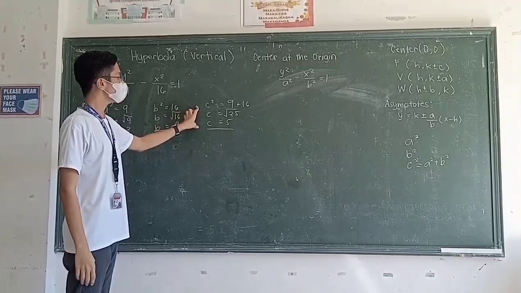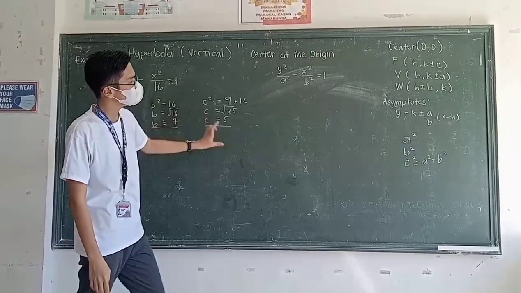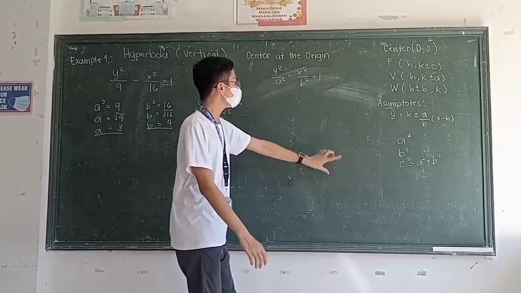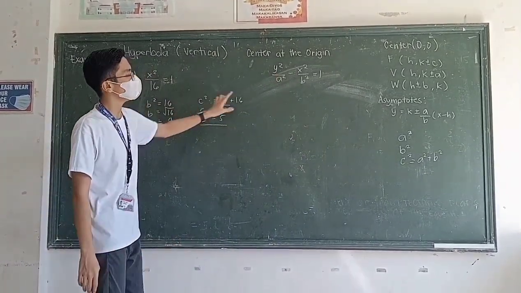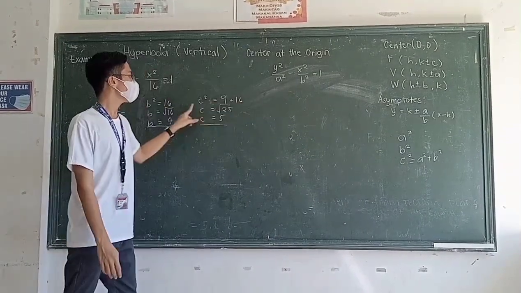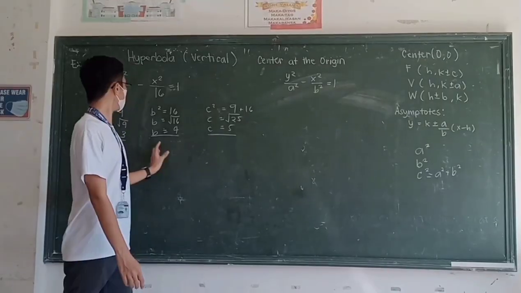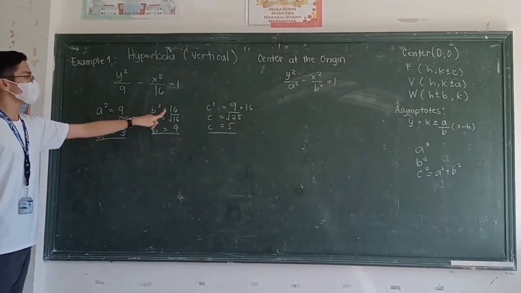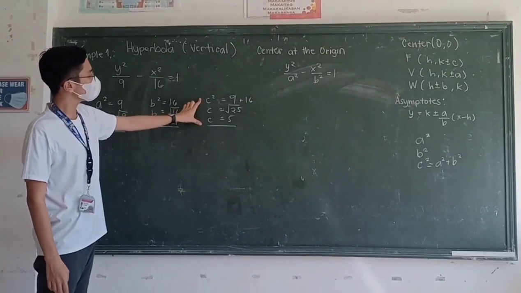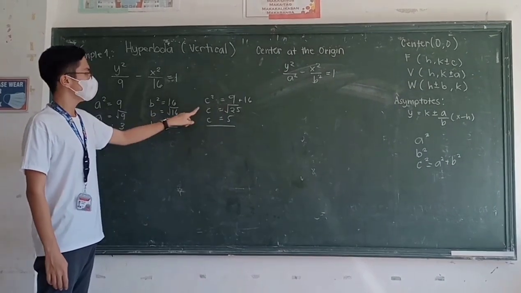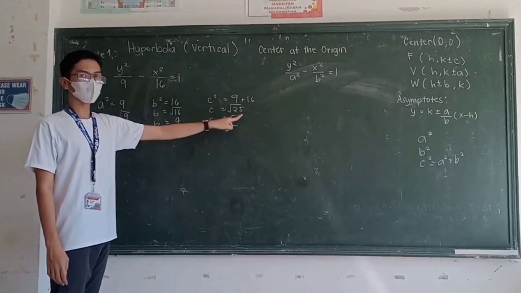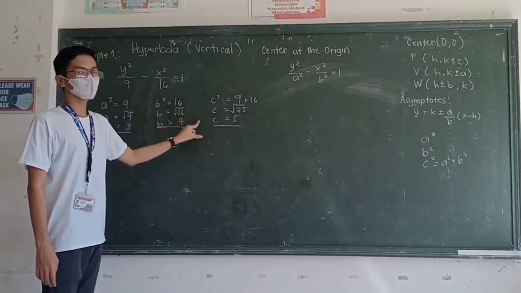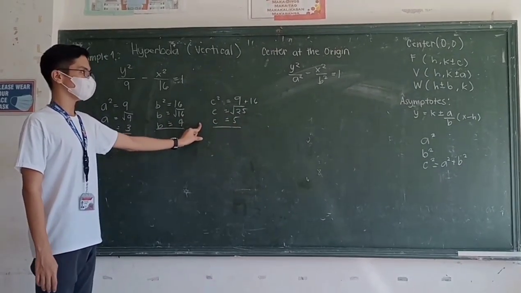To get the value of c, we should follow this. C squared is equal to a squared plus b squared. We substitute the value of a squared and b squared to find c squared. The value of a squared is 9 and the value of b squared is 16. So c squared is equal to 9 plus 16, so c is equal to the square root of 25, which is 5. So the value of c is equal to 5.